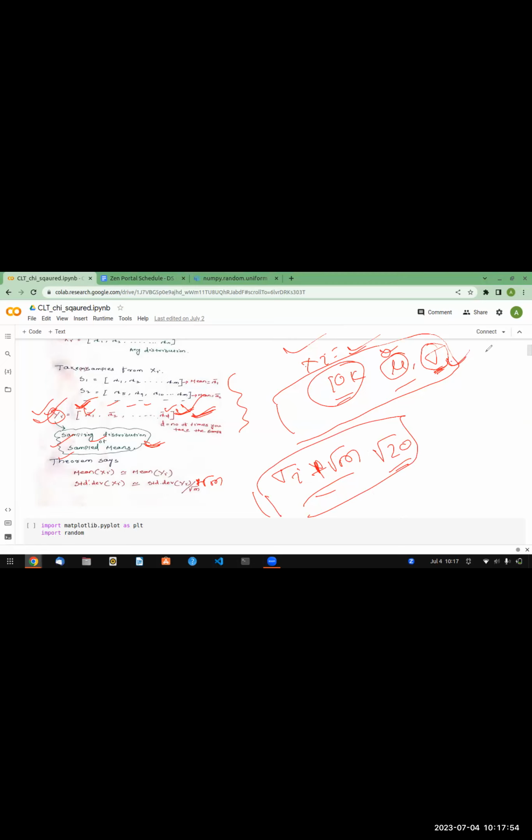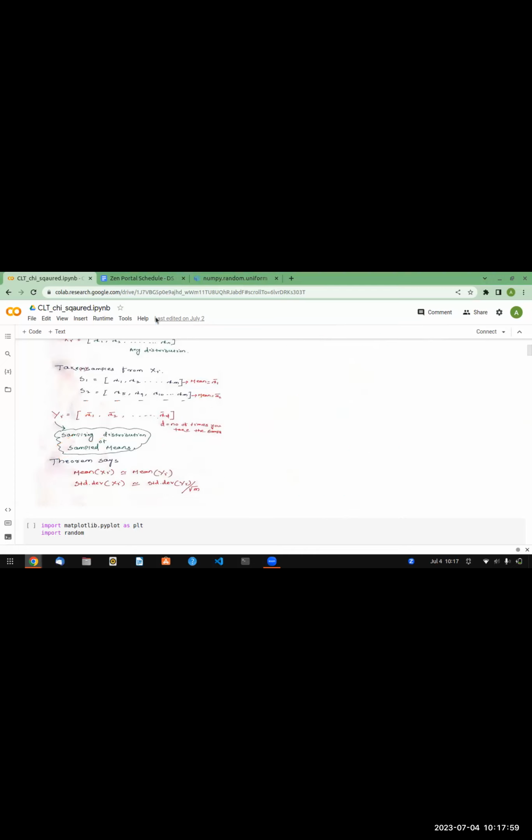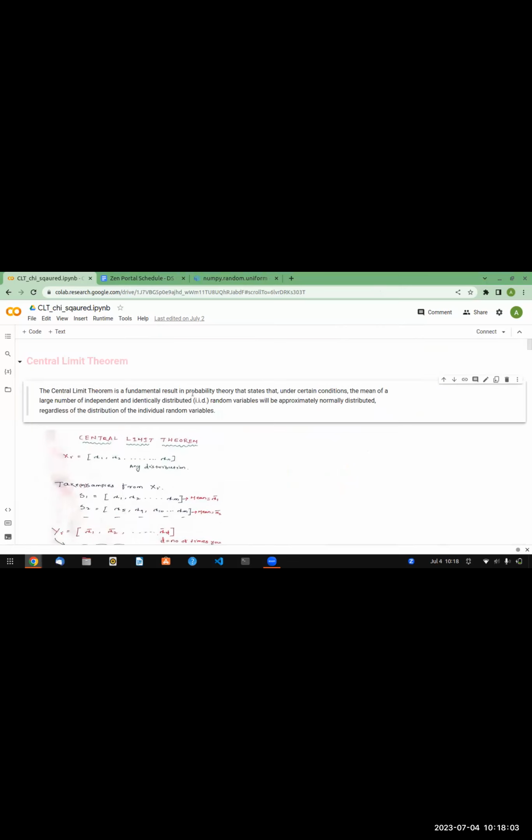This is what the central limit theorem is saying. This is what we started reading in that definition, and now if you read this, you will get a clear understanding. A fundamental result of probability theory: under certain conditions, the mean of a large number of independent random variables, that is, the list of means we are discussing, will be approximately normally distributed. If you plot that, it will look something like a normal distribution, regardless of the distribution of the individual variables.